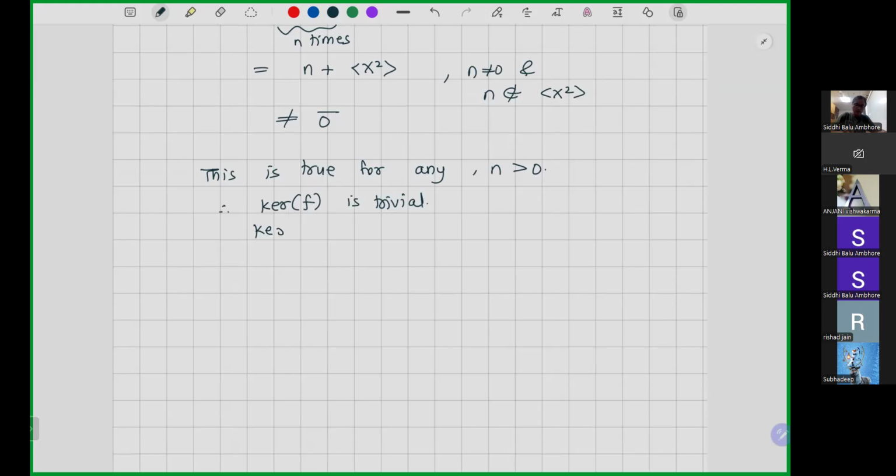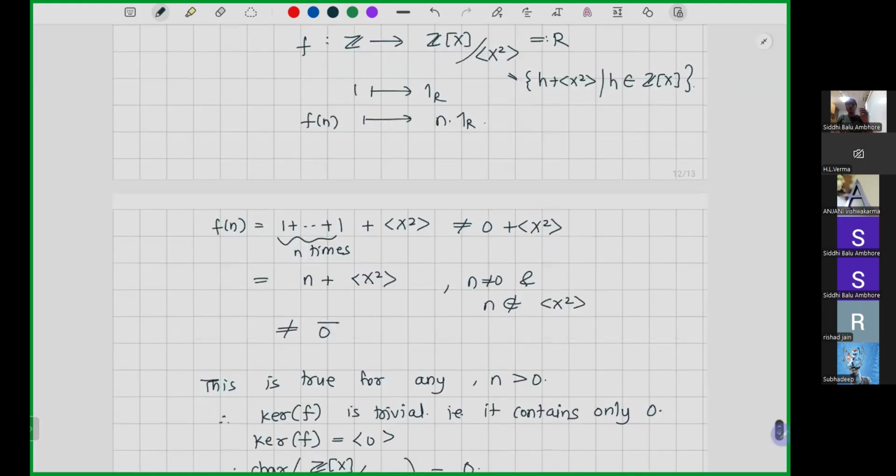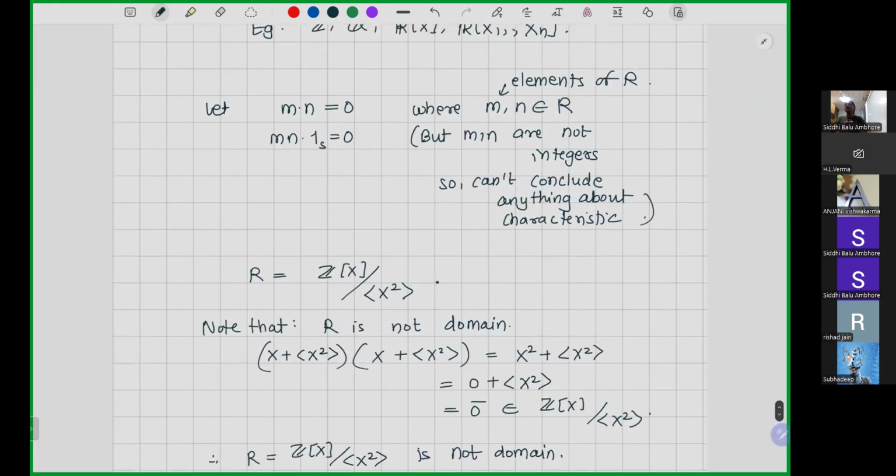So therefore, the kernel of f is just trivial, that is, it contains only 0. Okay, so therefore the characteristic of this ring, let me just write it explicitly, Z[x] mod x square is 0. So see, we have a ring which has characteristic equal to 0, but the ring itself is not an integral domain. Is this example clear?